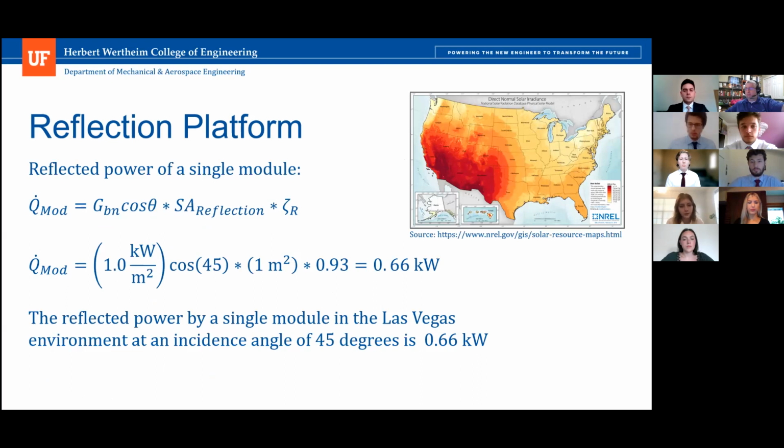So the total reflected power for a single module was calculated using the average solar irradiance, which is 1,000 watts per meter squared. And the angle of the reflective surface was assumed to be 45 degrees with the vertical, as that's the median value of the range of positions it can take. And the total reflective surface area and the reflectivity of the mirrors was also used, and that resulted in a total reflected power of 0.66 kilowatts for a single module located in Las Vegas.